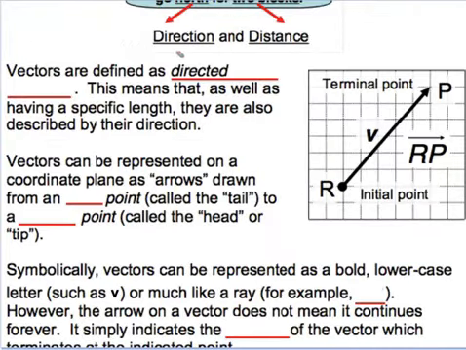Let me erase that. All right, so vectors are defined as directed distances. This means that as well as having a specific length, they are also described by their direction. So that's the key difference between normal lines and angles and vectors. Okay, we're kind of combining everything. Vectors can be represented on a coordinate plane as arrows drawn from an initial point called the tail to the terminal point called the head or the tip.